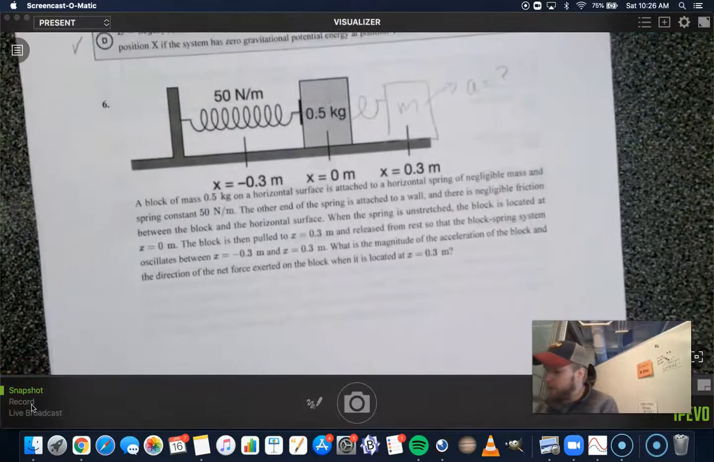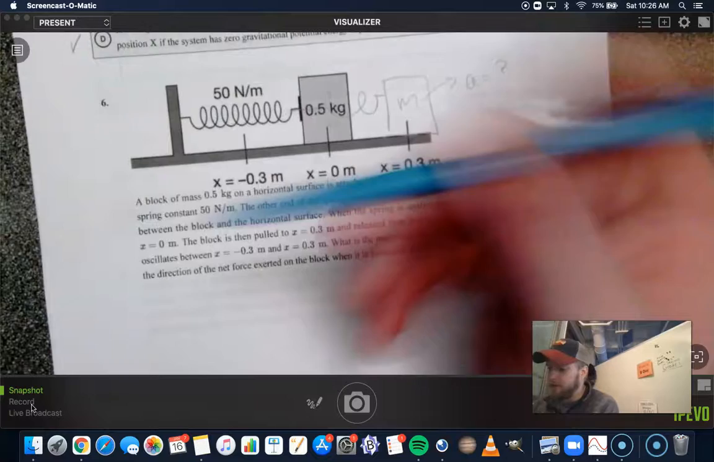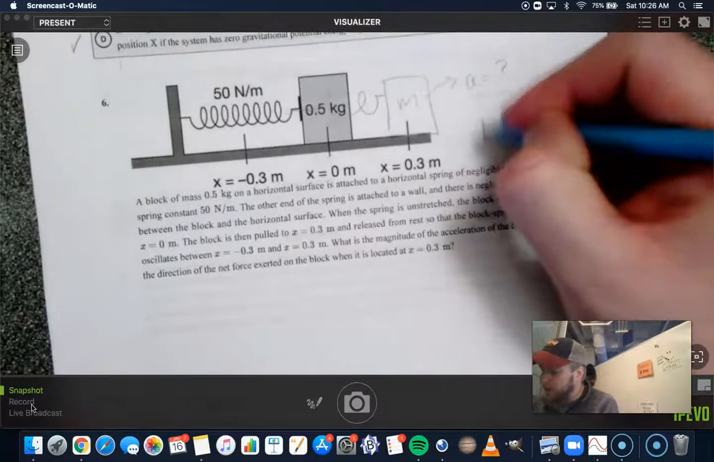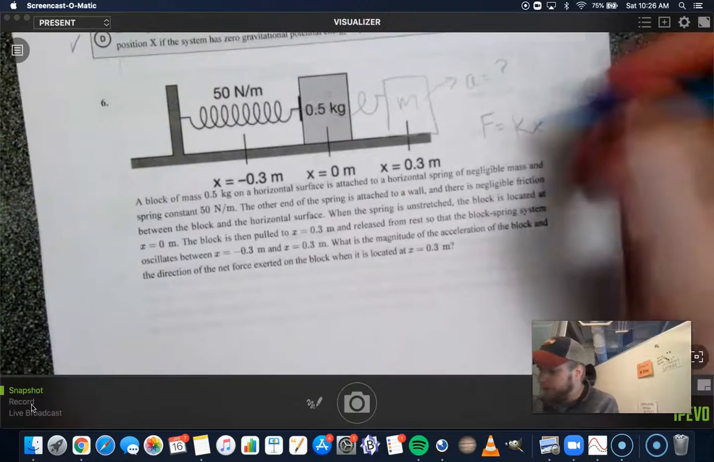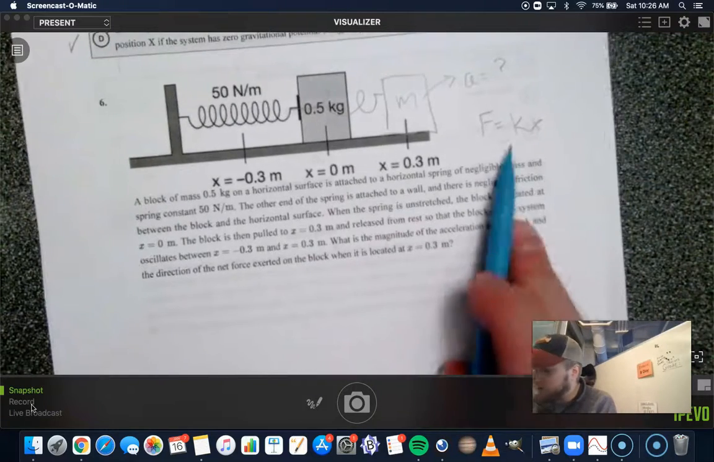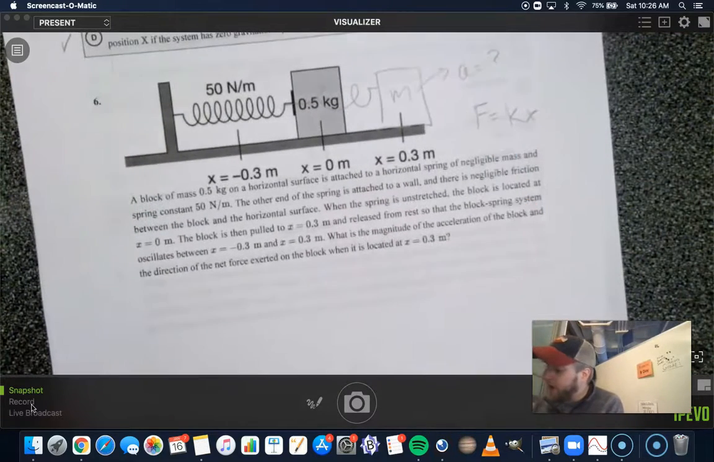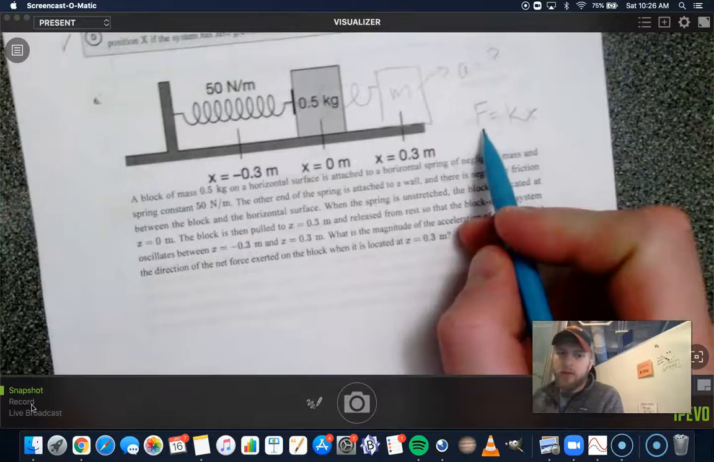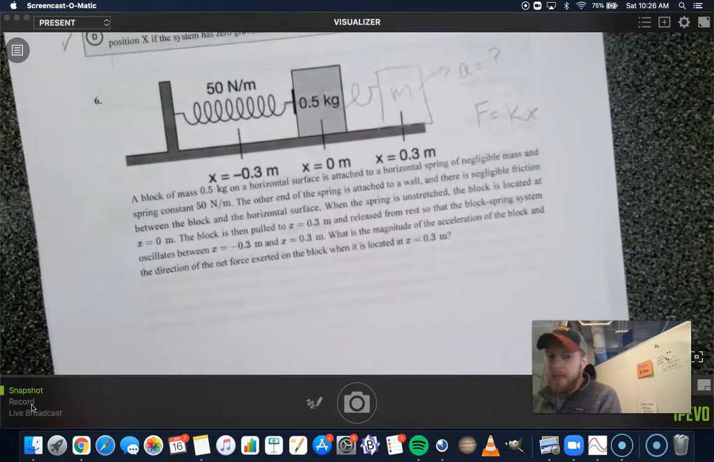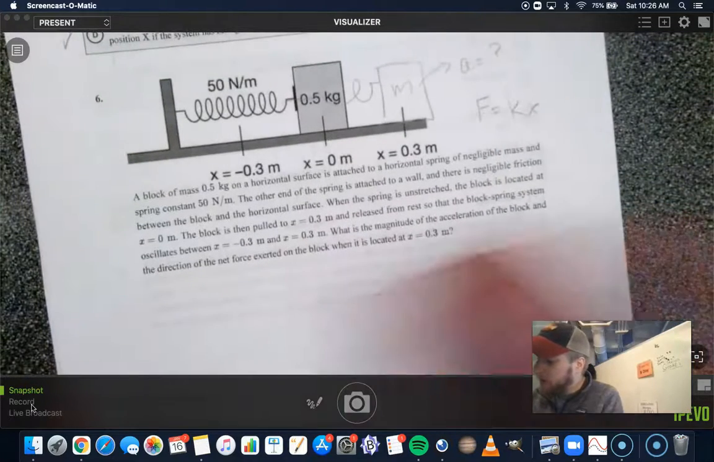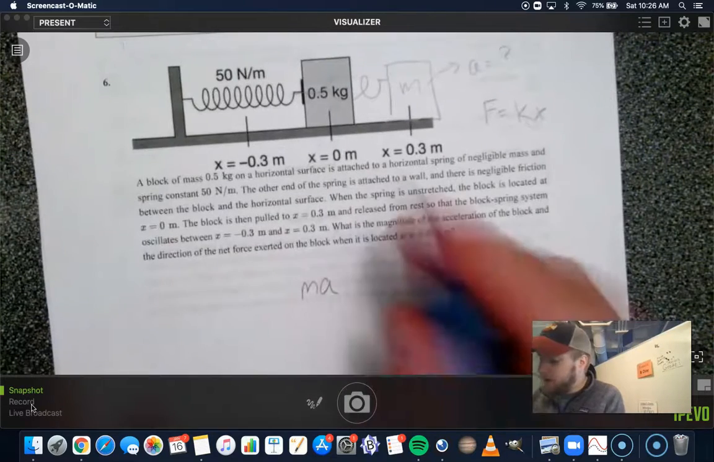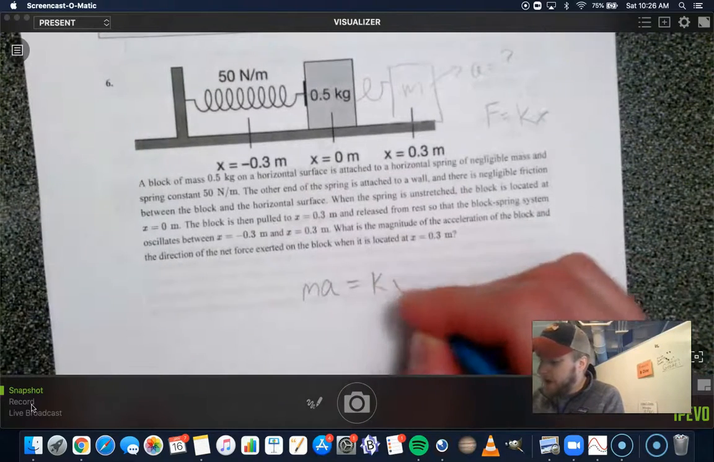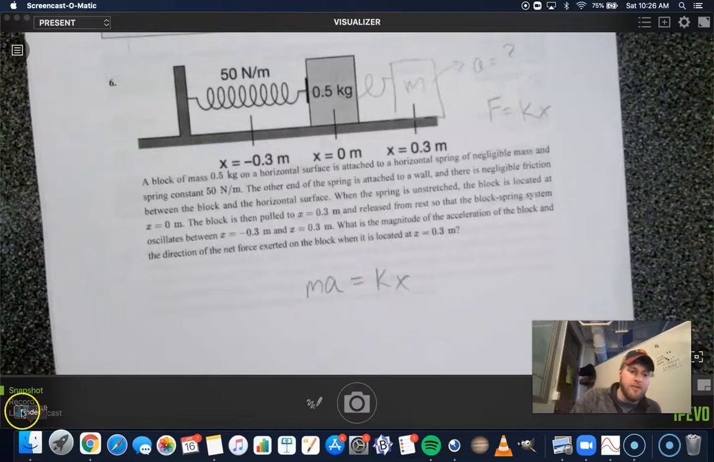Now we know that it's going to accelerate to the left. We also know that we're going to use F equals kx. That's Hooke's law. Now it asks for the magnitude, so I'm just going to leave off the negative sign. And importantly, we also know a basic fact, which is that F equals ma. So on this side we can say ma, that's the force, and on this side we can say kx. Take a moment, see if you can find the answer from there.